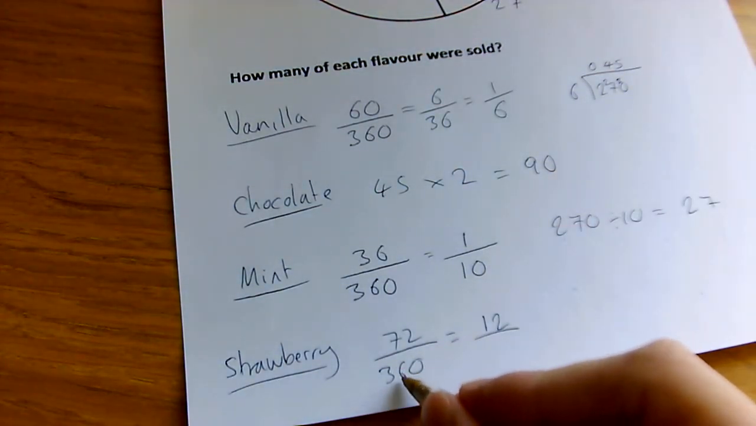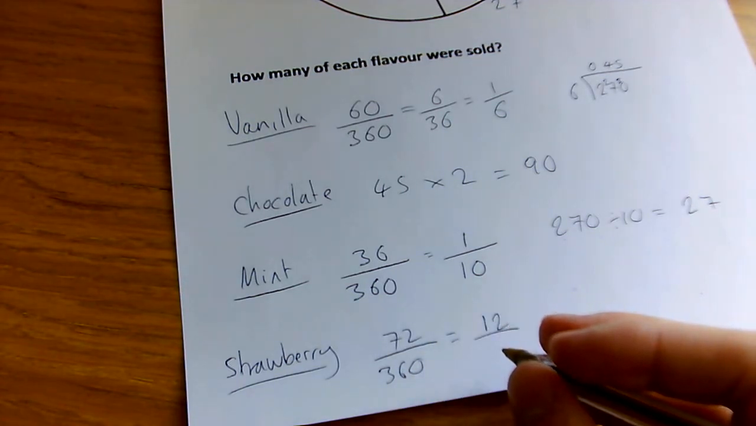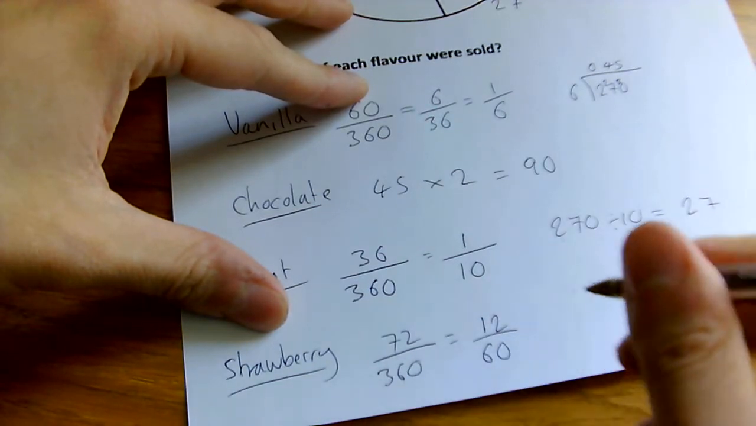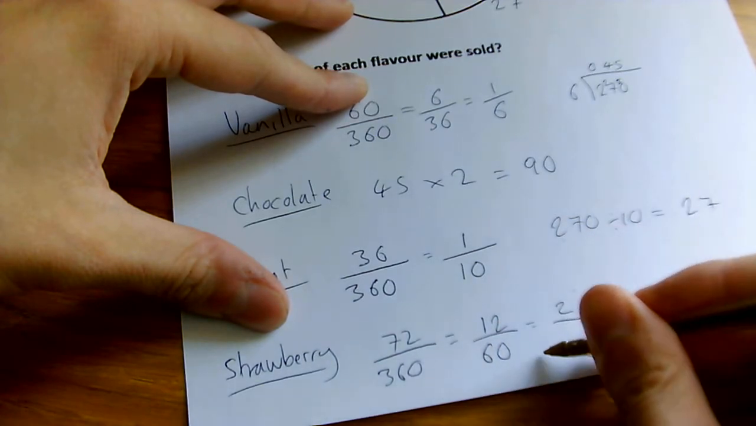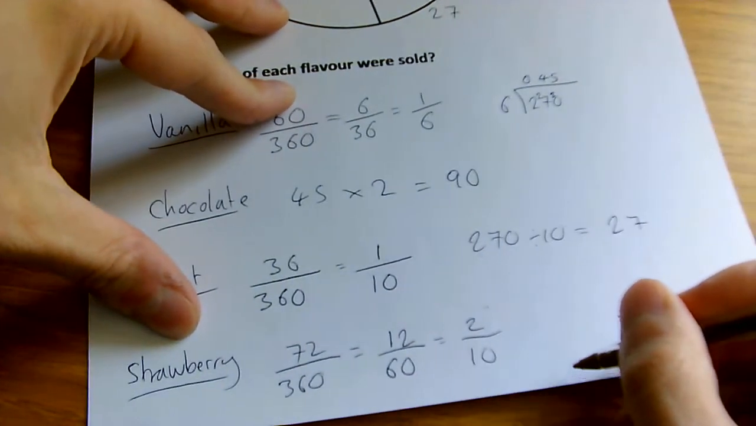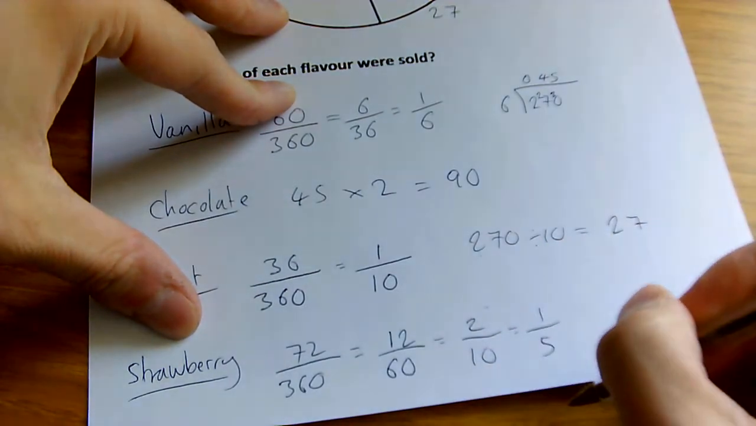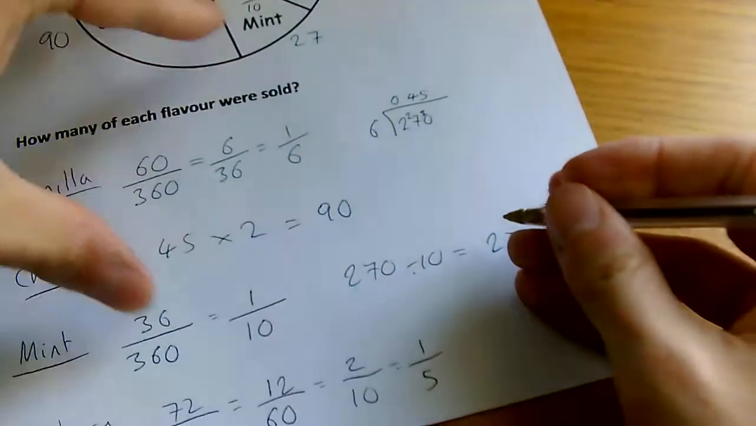Well, there's 6 6s in 36. So I think there's going to be 60 in 360. 12 over 60. I think 6 goes in again, actually. So how many 6s there? 2. How many 6s there? 10. 2 over 10. 2 goes in both of those, so I think it's a fifth. Okay, so we have to divide, therefore, the 270 by 5.